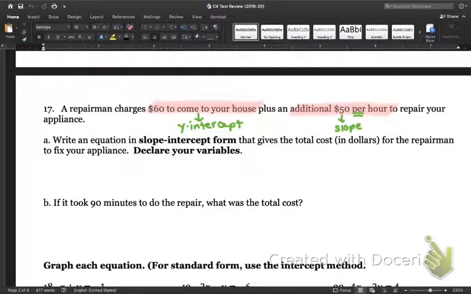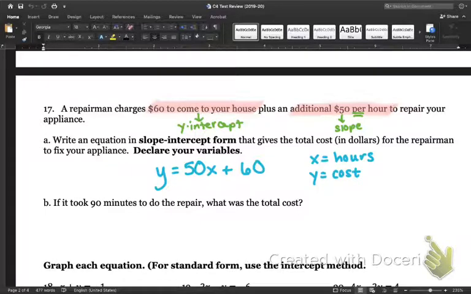So because we have a slope and a y-intercept, we can put this into slope-intercept form right away. Our slope is 50, so multiply that by x, and then that $60 fee is tacked on at the end. My variables, x represents the hours worked, and y is the cost of that repairman. So if it took 90 minutes to do the repair, what's the total cost?